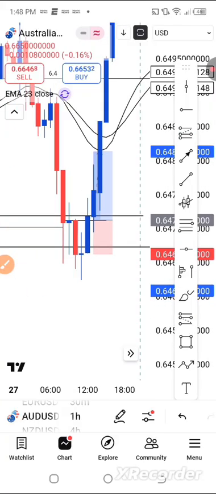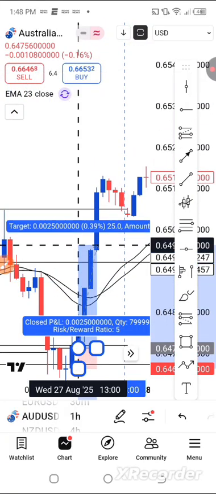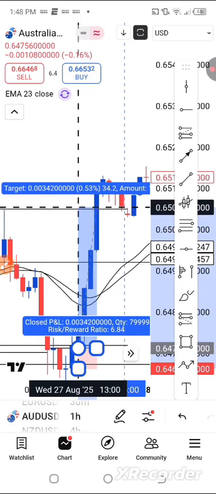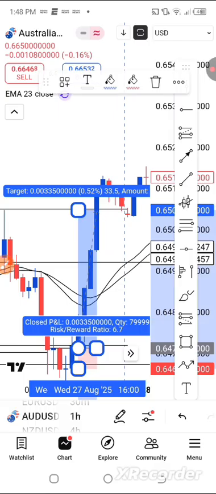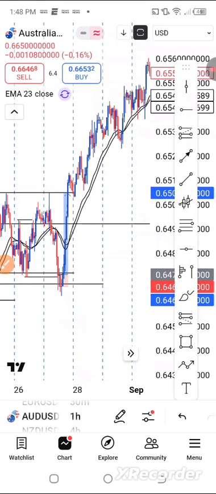5 pips as usual. My normal stop loss is 5 pips, by the way. And we targeted the high, which was like a 6 to 6.7 ish there. So that's how that trade went.